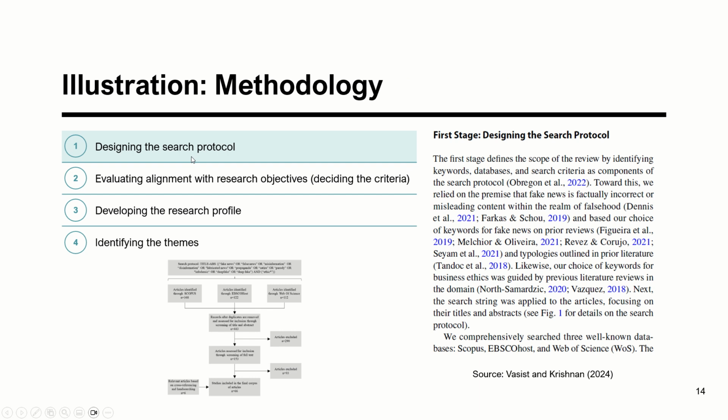Now, designing the search protocol. Clearly call out what the search protocol is. The authors over here discuss what databases they chose, how they defined the keywords, and all of that. And in fact, they even provide a flowchart of how they went about filtering these articles till the time they landed on the final corpus.